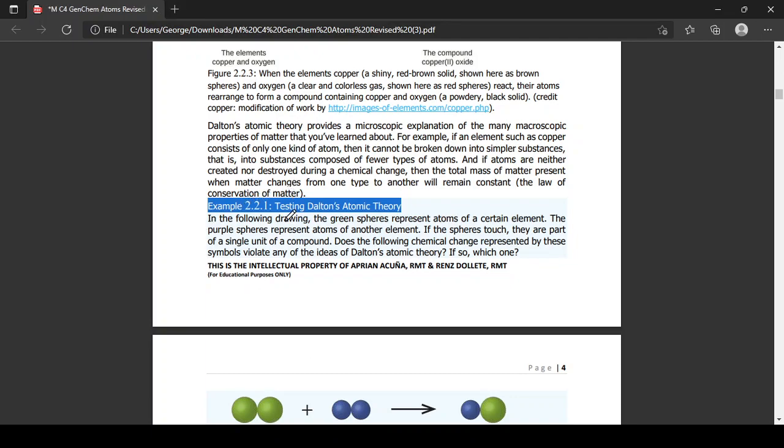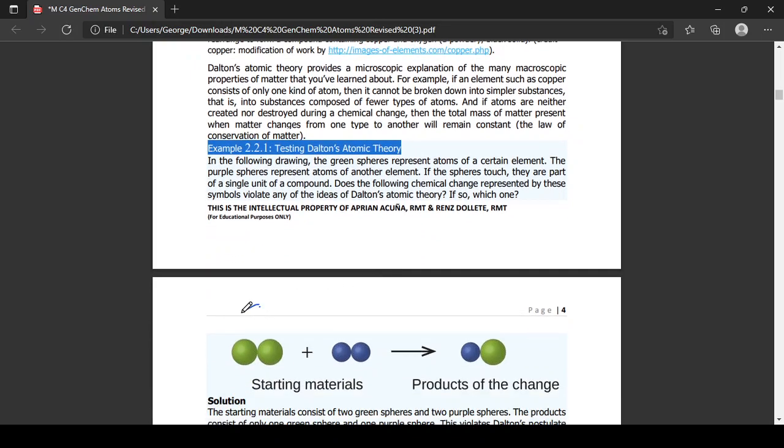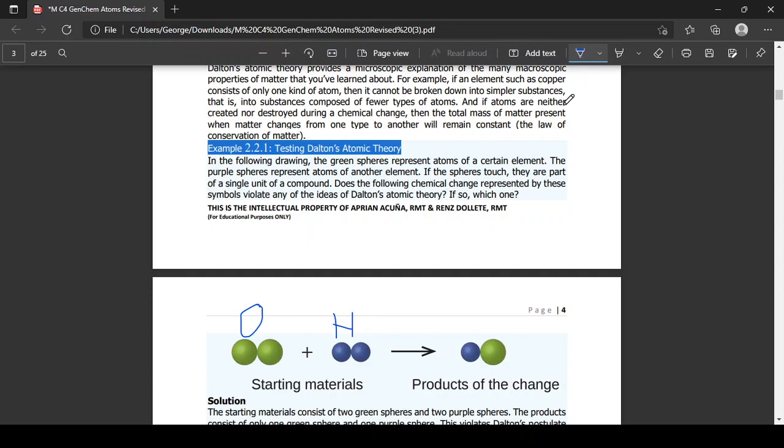This is testing Dalton's atomic theory. In the following drawing, the green sphere represents atoms of a certain element. The purple sphere represents an atom of another element. Let's say the green is oxygen and the purple is hydrogen. If the spheres touch, they are part of a single unit of a compound. Does the following chemical change represented by these symbols violate any of the ideas in the atomic theory?